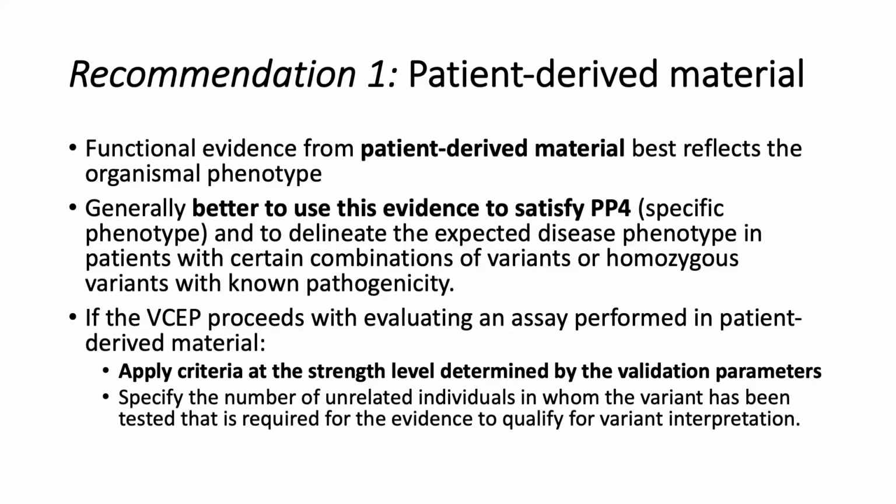If the VSEP then decides that they want to use an assay performed in patient-derived material, then they should apply the criteria at the strength level determined by the validation parameters, not simply based on this being in patient-derived material. And I'll get into what validation parameters we're referring to here in a little bit. They should also specify if there's a particular number of unrelated individuals in whom they think that the variant needs to have been tested in order to qualify for evidence in variant interpretation, to help mitigate some of those issues of the broader genetic and physiologic background being assessed.